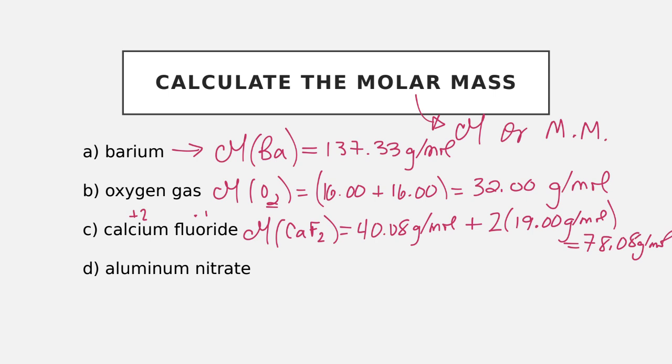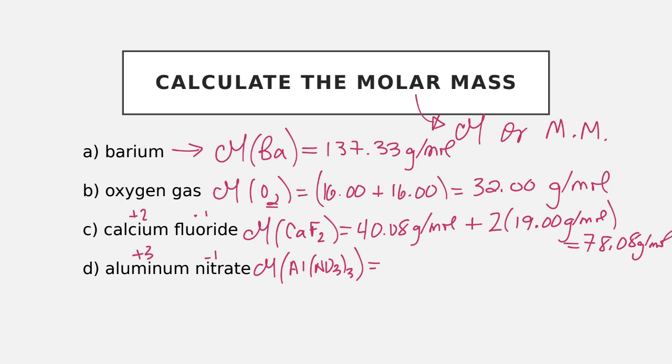The last one is aluminum nitrate. So aluminum nitrate, again, aluminum has a charge of +3, nitrate's a polyatomic ion, charge of -1. And we're going to come up with the symbol for molar mass, scripted M, and the formula for aluminum nitrate, which would be Al bracket NO3 bracket 3. The 3 outside of the nitrate applies to everything inside.